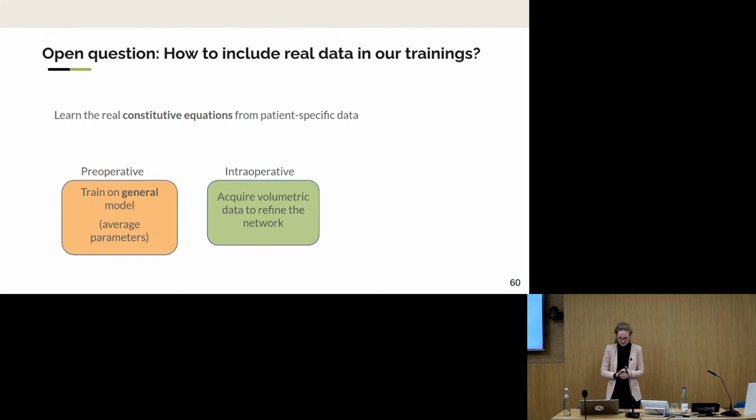Another point that I would like to highlight, and I will finish with that, is what happens if the constitutive model itself is incorrect and if we can estimate it from the patient-specific data. So if we found a way to acquire enough volumetric information of the inside of the organ without exposing the patient to high radiation doses, we could use this data to refine our networks with transfer learning.